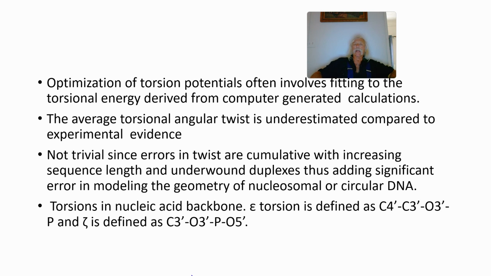So torsions in nucleic acid backbone, like the epsilon torsion angle, is defined as the C4 prime, C3 prime, these are carbon atoms, oxygen 3 prime, phosphate. And zeta is defined as the C3 prime, oxygen 3 prime, there's the phosphate, oxygen 5 prime. Okay, so that's where those angles are found. Right? All right. So you've got the epsilon and you've got the zeta.